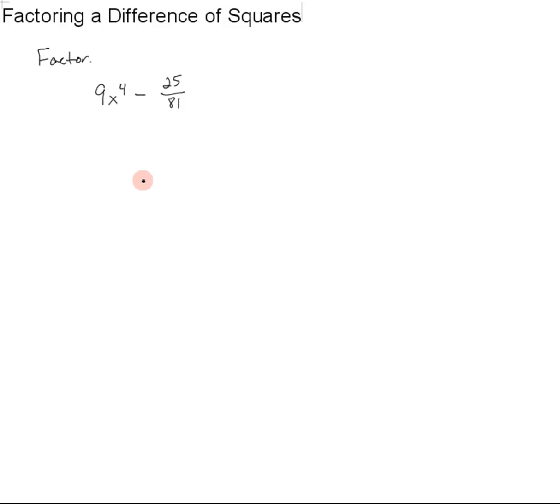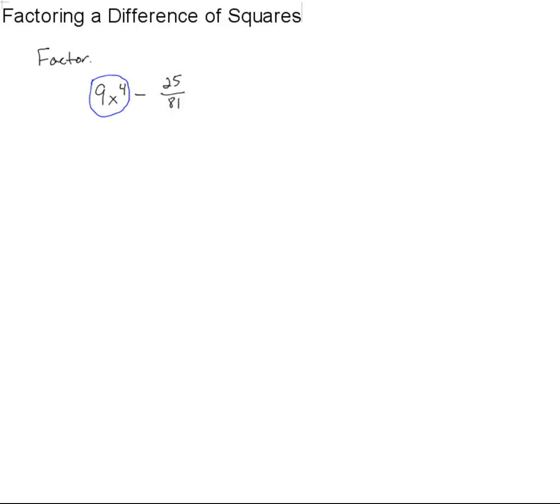So here's a case of factoring a binomial with two terms, and this happens to be a difference of squares. That's one of the cases of a binomial that you can factor. So a difference, of course, means minus. This is minus. And difference of squares means that the two terms are perfect squares, and they are.